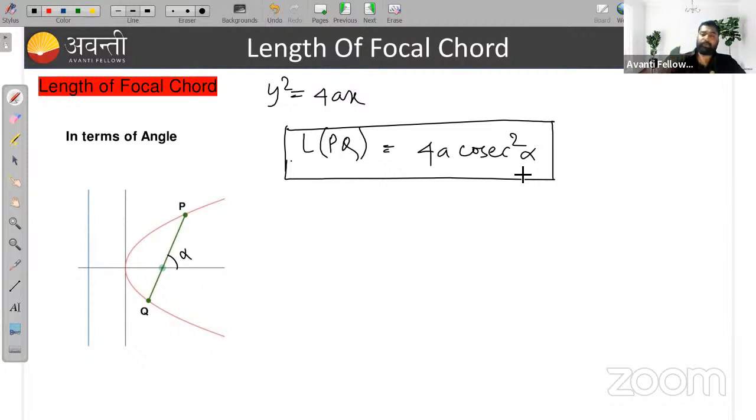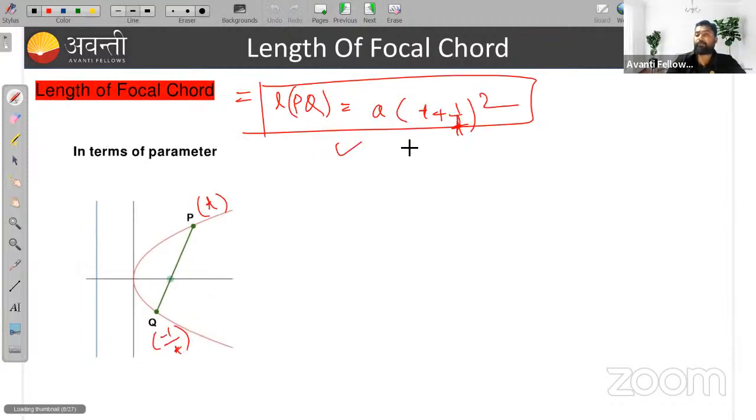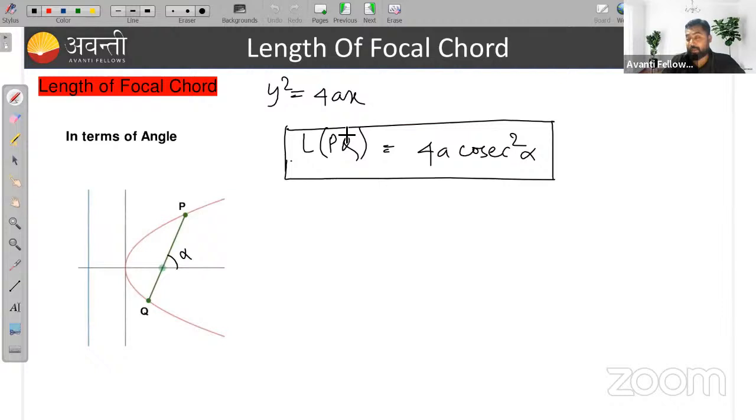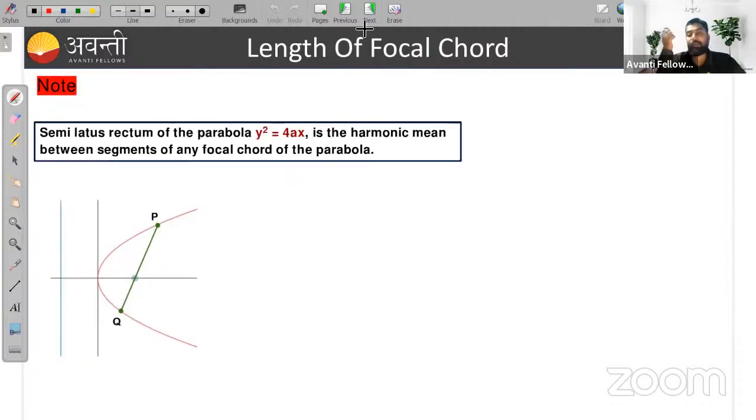Two formulas you need to remember. When the parameters are given, you can use a into t plus 1 by t whole square to find the length of the focal chord. And when the angle is given, you can also find the length of the focal chord, that is 4a cosec square alpha. Is that clear to all? Okay, let's move.